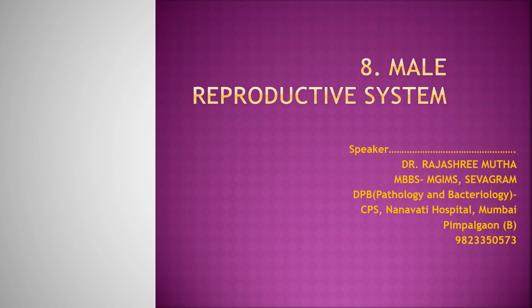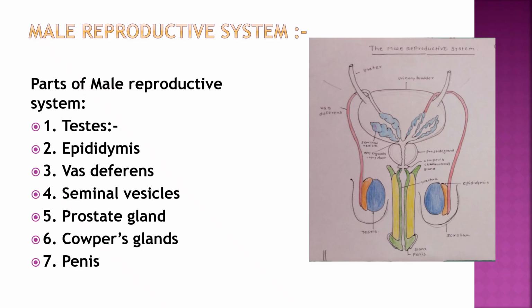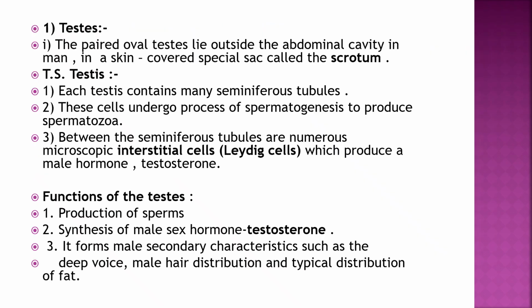So today we are going to study the male reproductive system. So in this diagram you can see the male reproductive system. Testes, epididymis, vas deferens, seminal vesicles, prostate gland, Cowper's gland and penis. So let's study each in detail. So the first and most important organ of the male reproductive system is the testes.